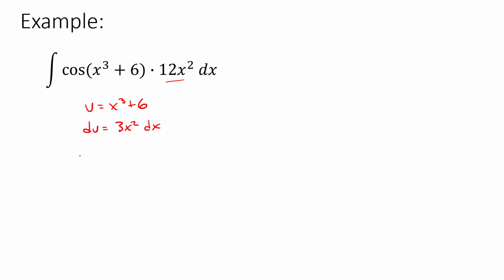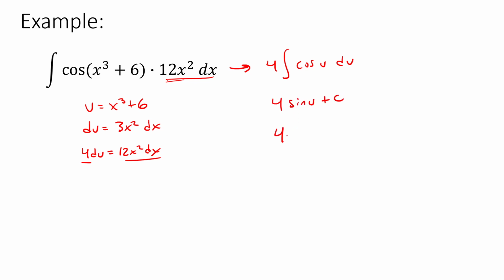I want 12, so I multiply both sides by 4. And that matches that. So now I can substitute. Again, just take whatever number you have here and throw that in front. This is going to become cosine of u du, which is simply going to be sine plus c. And then fill in my x. And that's my answer.